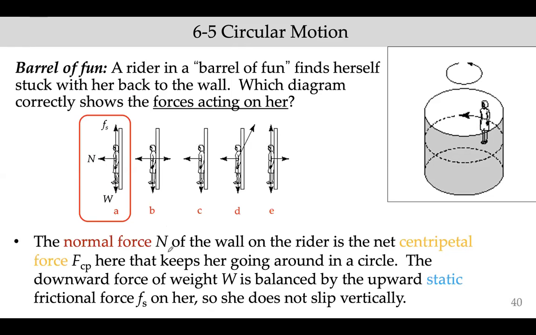So the normal force N of the wall on the rider, okay, so the object that we are interested in, the person, not the wall, the person. Of course, the person applies some force in the opposite direction. It will be negative N, okay? But on the person, the only force that acts in the radial direction is coming from the wall.